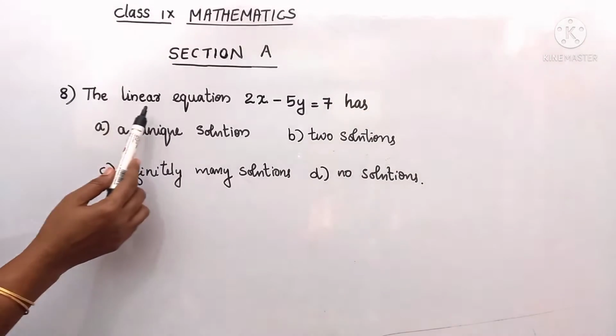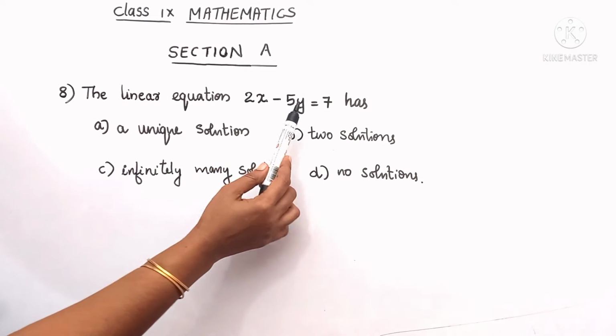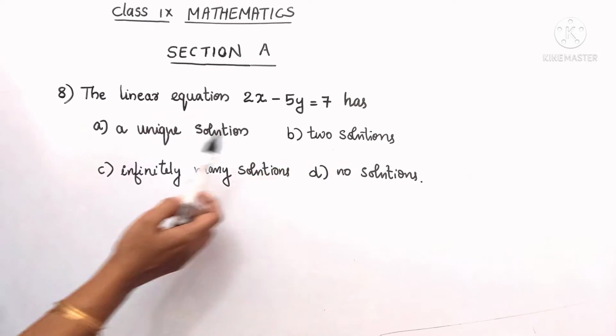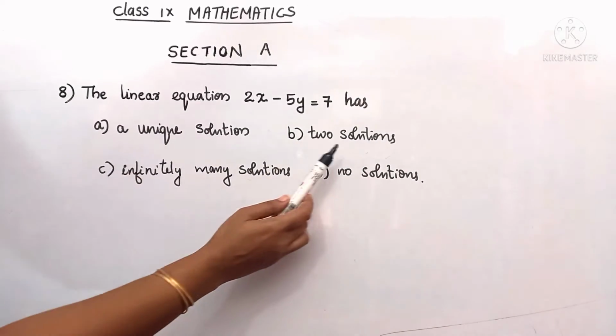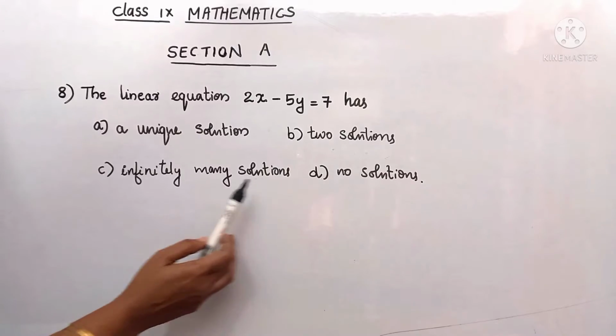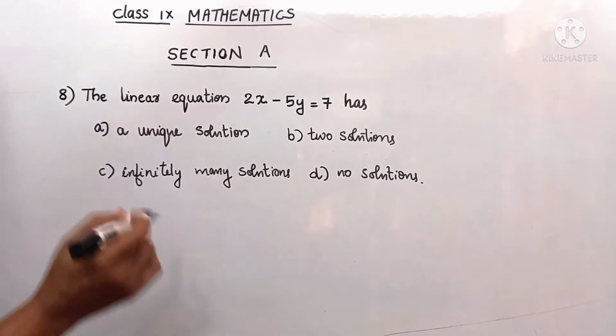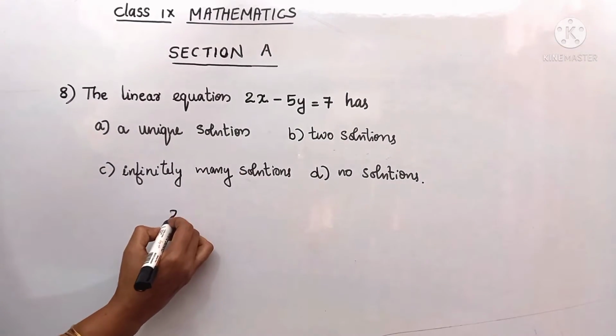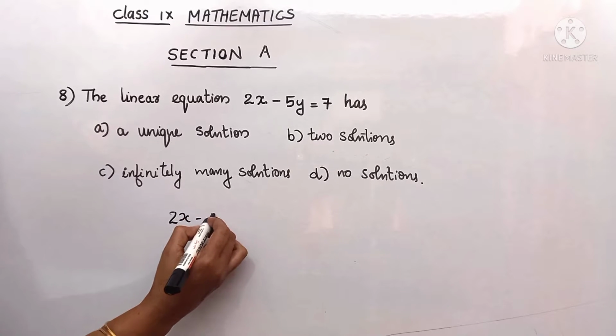Question number 8: the linear equation 2x minus 5y is equal to 7 has a unique solution, two solutions, infinitely many solutions, or no solutions. We can check what that answer will be. 2x minus 5y is equal to 7.